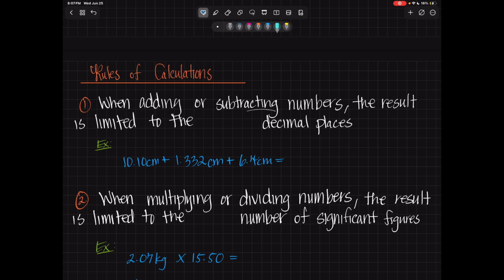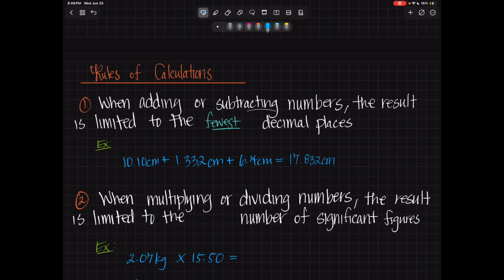The first rule of calculation is when adding or subtracting numbers, the result is limited to the fewest decimal places. So let's see an example. In this example, we have 10.10 centimeters plus 1.332 centimeters plus 6.4 centimeters. If you were to add these up, you would get 17.832 centimeters.